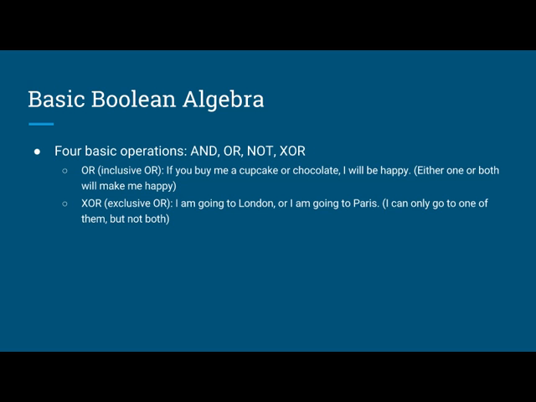Exclusive or says, I'm going to London or I'm going to Paris. It means that I can only go to London or Paris. I cannot go to both of them. So that's called exclusive or. You cannot have things that happen at the same time.